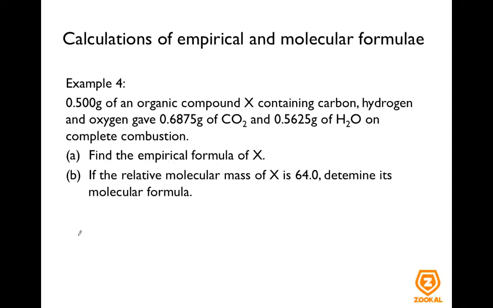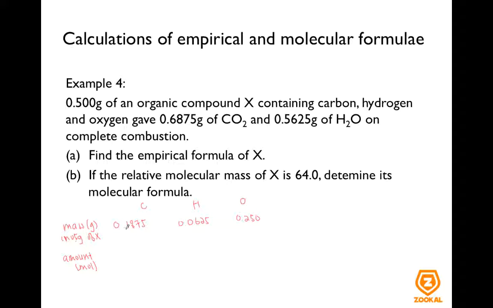So now I have found the mass of carbon, the mass of hydrogen, and the mass of oxygen. So let's rewrite this. We know that the mass in grams of carbon, hydrogen, and oxygen are 0.1875, 0.0625, and 0.250 respectively in 0.5 grams of X. So the next step is actually to find the number of moles, which is the amount in moles.